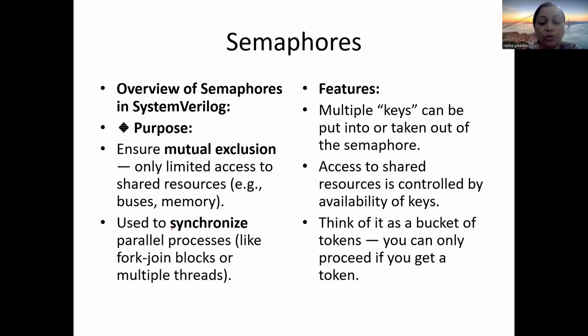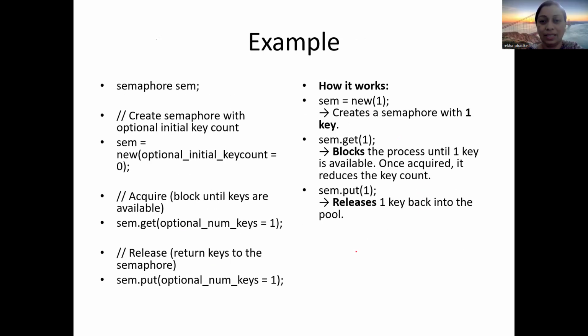And hence semaphore is used to synchronize parallel processes like fork join blocks or multiple threads. The features of semaphores are multiple keys can be put into or taken out of the semaphore. Access to shared resources is controlled by availability of keys. Think of it as a bucket of tokens. You can only proceed if you get a token. Okay, that's how it works.